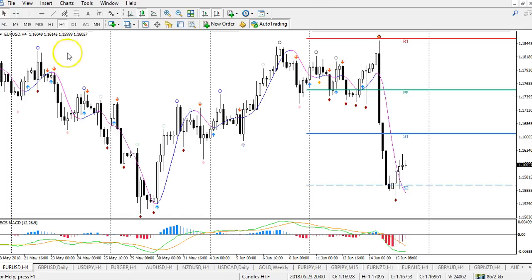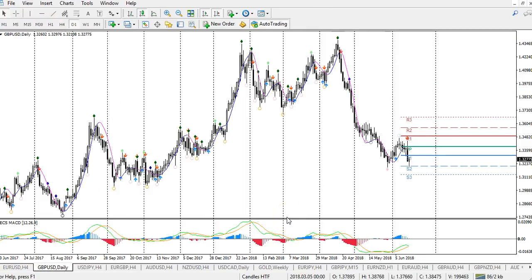All right, so that's about it for the euro dollar. Pound dollar, kind of the same scenario, right? We had a break of the bull flag on Friday, closed and reversed, fell strongly, broke through support levels, and now again in a downtrend.